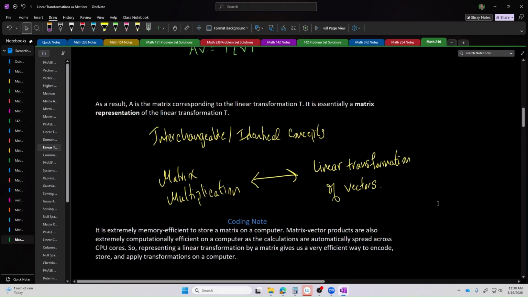So, in the end, you can think about linear transformations of vectors as being essentially the same concept as matrix multiplication of vectors. Every instance of matrix multiplication is a linear transformation, and every linear transformation can be represented via matrix multiplication. So these two things, even though they might seem different, in the end are the same.